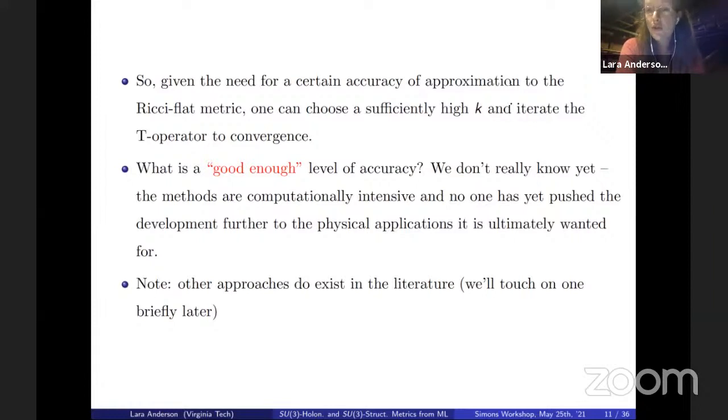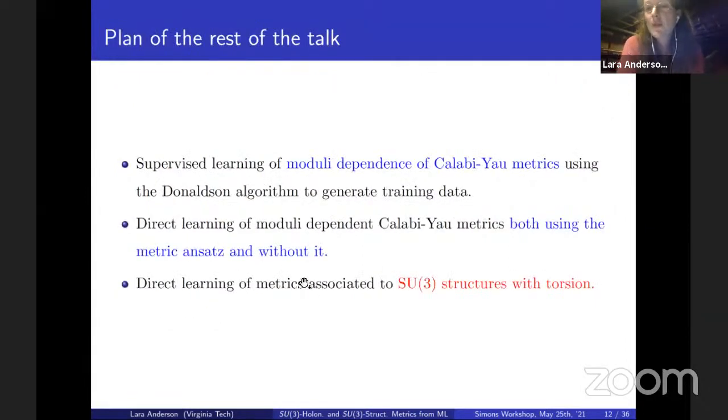The answer is we don't really know quite how good it has to be because the computational difficulty has been such that this has not actually been pushed forward to compute all the things you would need for a physical application. So we'll touch more on this in a moment, but this is a tricky question in terms of what is exactly good enough. Note that other approaches to metric approximation do exist in the literature, and I'm going to mention another one shortly. But here's the plan for the rest of the talk. With this broad overview of the Donaldson algorithm in hand and the state of the art as of the last 10 years, my collaborators and I wanted to ask the question of, can machine learning techniques be applied in this context and improve upon the accuracy?